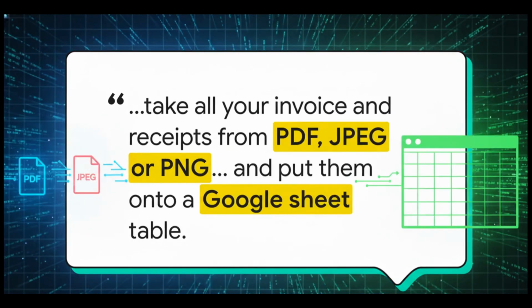Now, this next example is brilliant because of its specificity. It just removes all doubt. The creator literally names the inputs, PDF, JPEG, PNG, and then shows the clean, structured output. And what happens? The viewer instantly thinks, yes, that is exactly my problem. There's zero ambiguity, which means there is zero reason to click away.